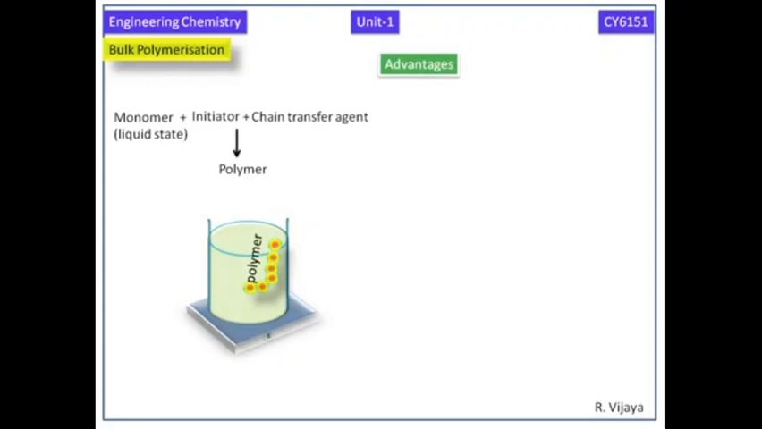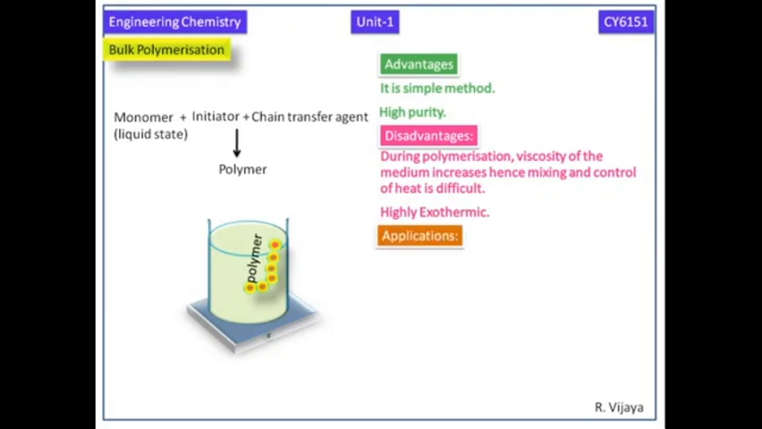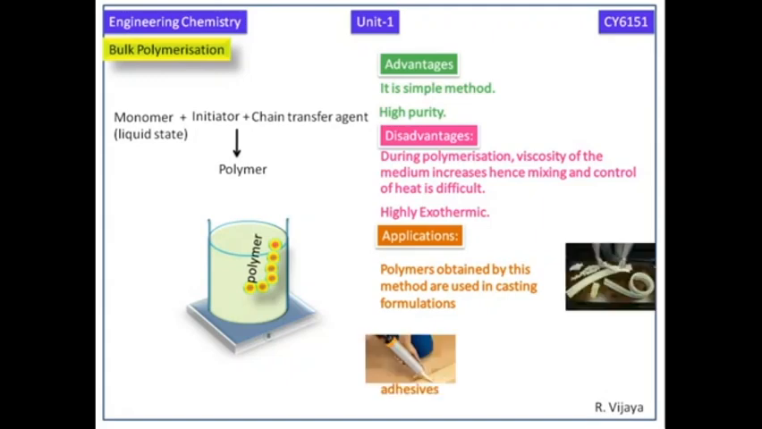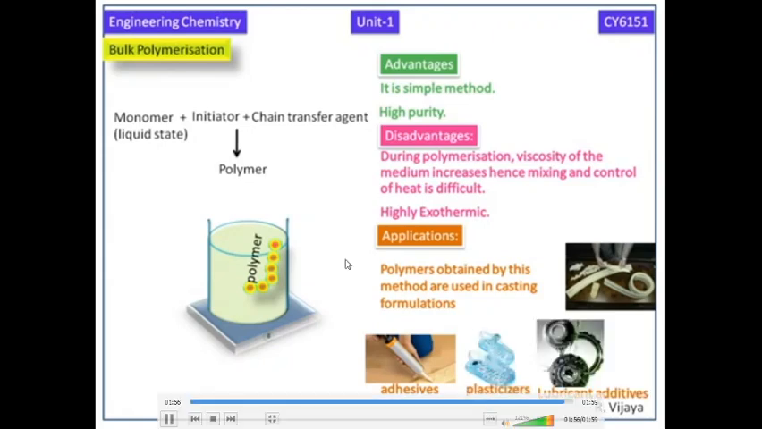Now we see the advantages of bulk polymerization. It is simple method. We get high purity of the polymer in this method. The disadvantages are viscosity of the medium increases, and hence mixing and control of heat is difficult. It is highly exothermic. Now we see the applications. Polymers obtained by these methods are used in casting formulation. It is also used as adhesives, plasticizers and lubricant additives. Thank you.